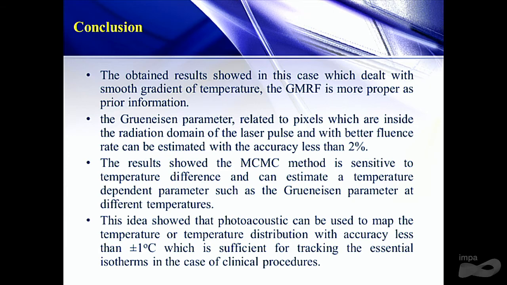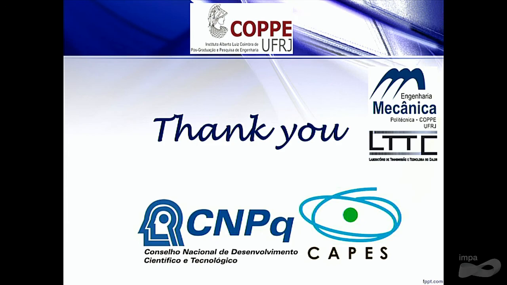And the results show the MCMC method is sensitive to temperature difference and can estimate a temperature-dependent parameter, such as the Grunessen parameter, at different temperatures. And the study showed that photoacoustic can be used to map temperature distribution with accuracy less than ±1 degrees centigrade, which is sufficient for tracking the essential isotherm in clinical procedures. Thank you very much.